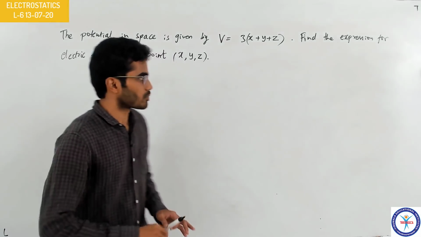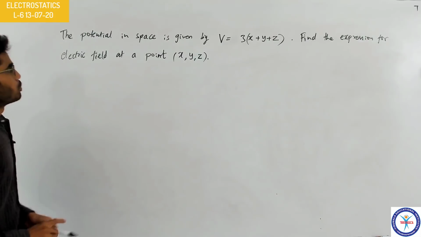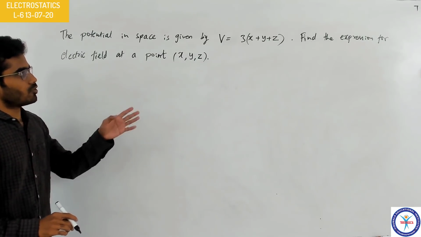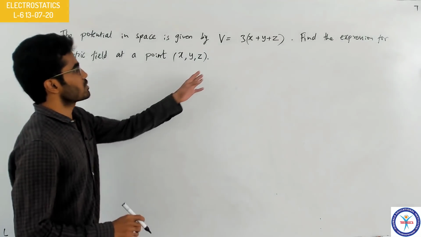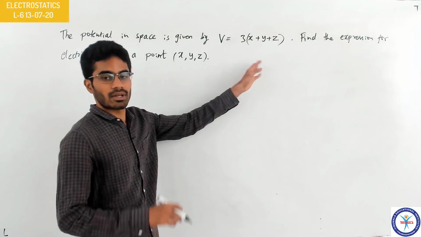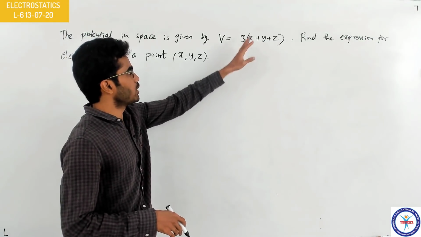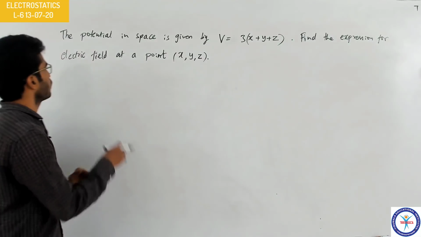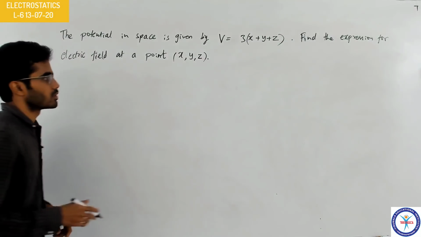Let us see a question. The potential in space is given by V. The potential function is given as a function of x, y, z. There are 3 variables, so it is given as V equals 3 into x plus y plus z. Find the expression for electric field at a point x, y, z.